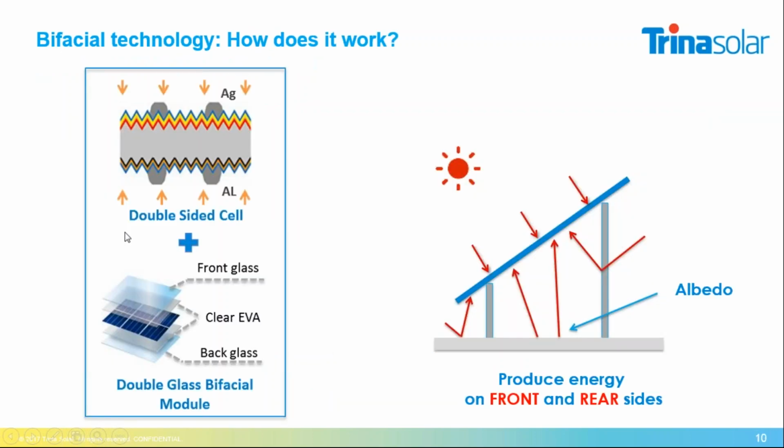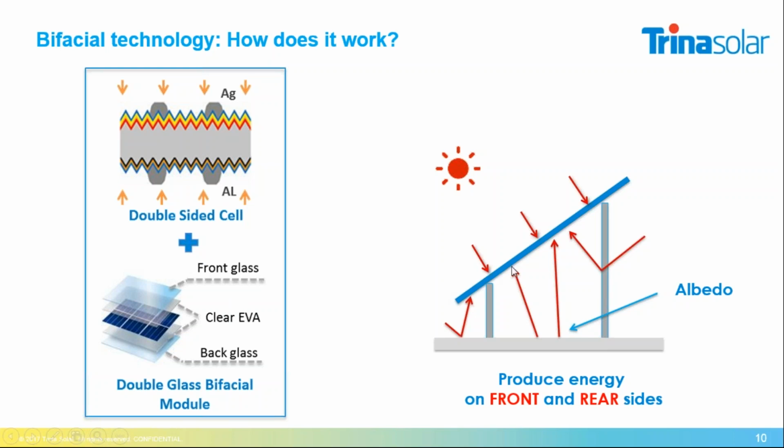How does bifaciality work? Here we have the bifacial cell. It's active from the front side, active from the back side, and it's packed into a glass module. That means it has all the advantages of a glass module. So what do you need to know?